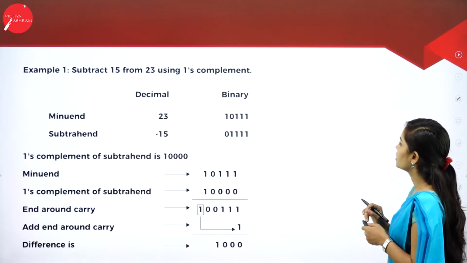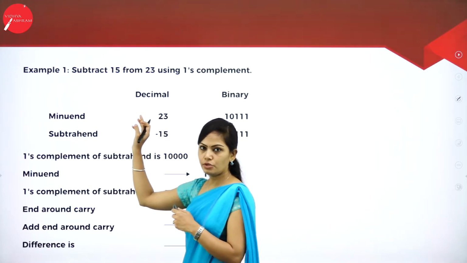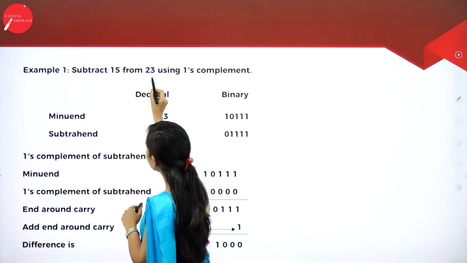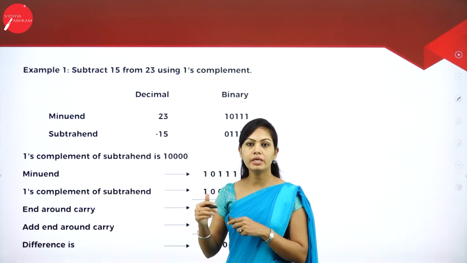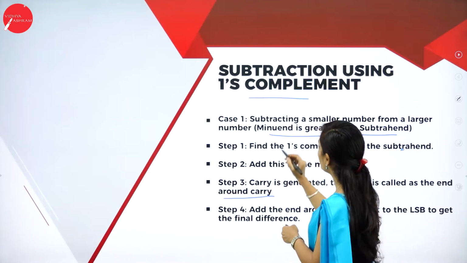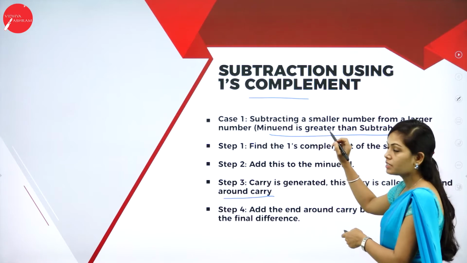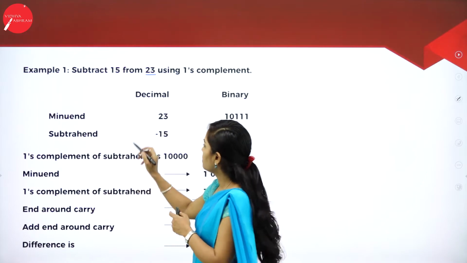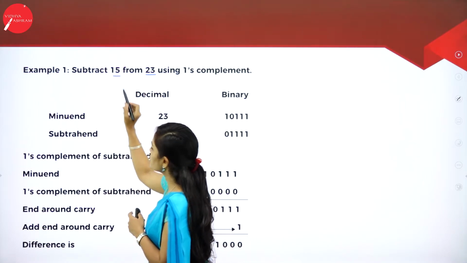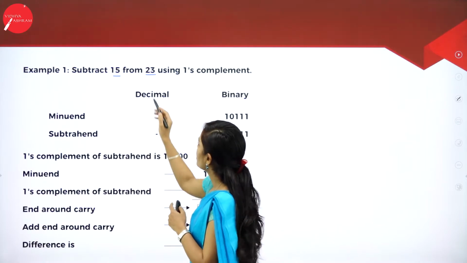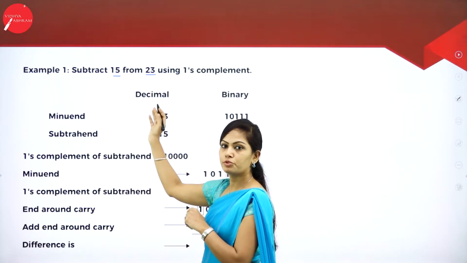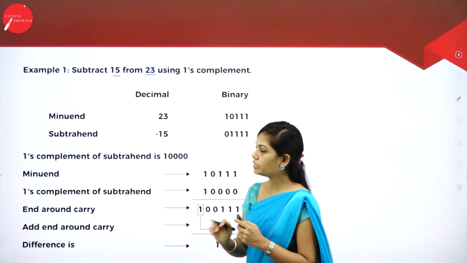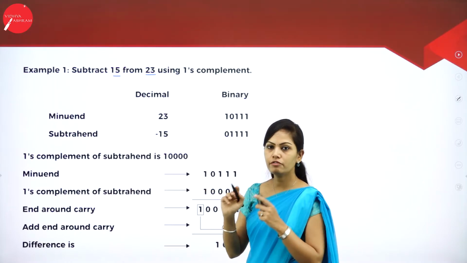Example, here we have two decimal values, 15 and 23. Subtract 15 from 23. Which case are we performing? That is case 1. Case 1 means minuend is greater than subtrahend. So the greater value 23 is the minuend and 15 is the subtrahend. First you need to check this. So 23 minus 15 we have to compute.